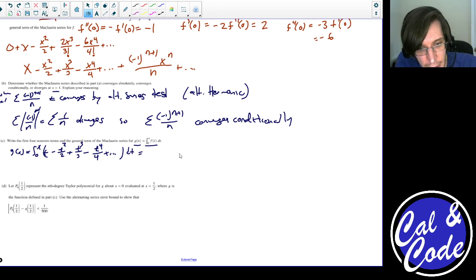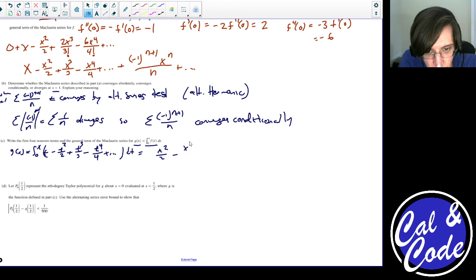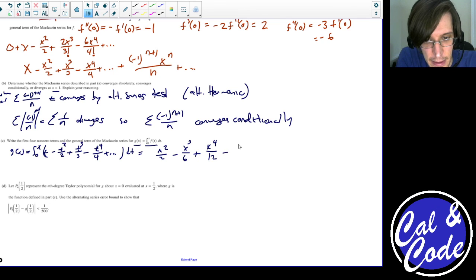dt, I know that that is equal to x squared over 2 minus x cubed over 6 plus x to the fourth over 12. I'm just integrating these things term by term, putting in the x and subtracting out the zeros. All the zeros would go away. In this case, minus x to the fifth over 20 plus dot dot dot.